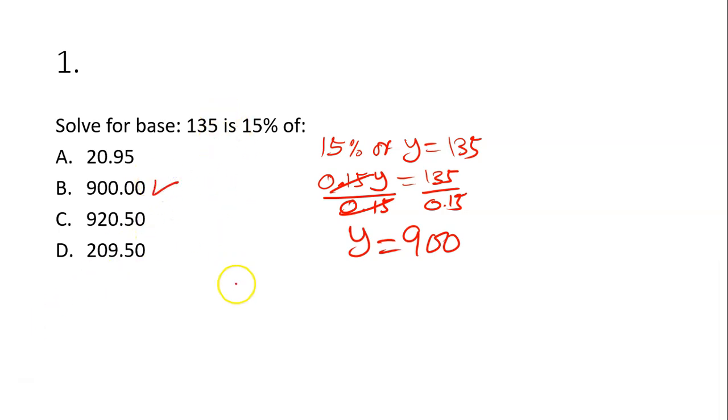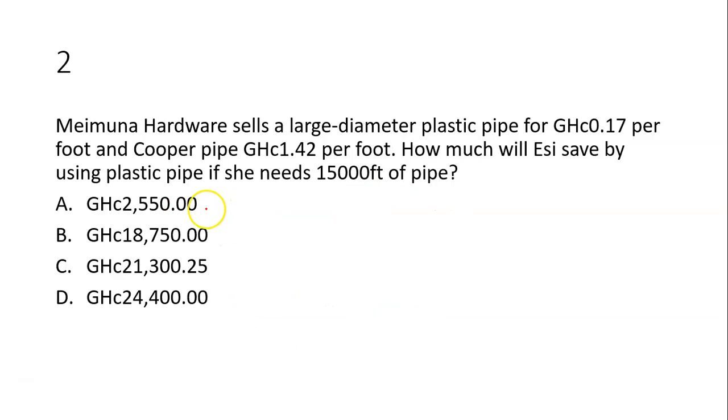Or in short, whenever a question asks you to solve for base, you just take that value given, which is 135, and divide it by the rate, which is 15%, that's 0.15. So 135 divided by 0.15 is 900. So the correct answer for question 1 is what? B. So let's proceed to question 2.